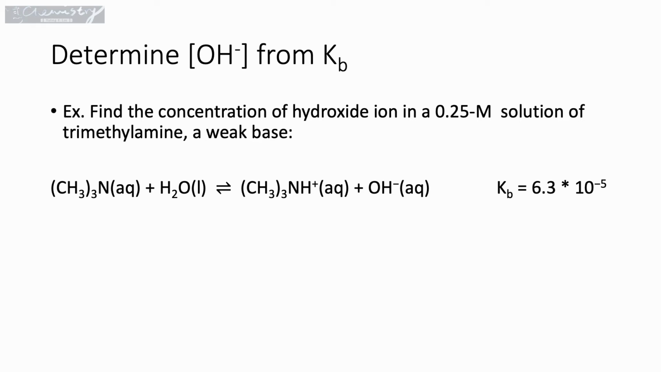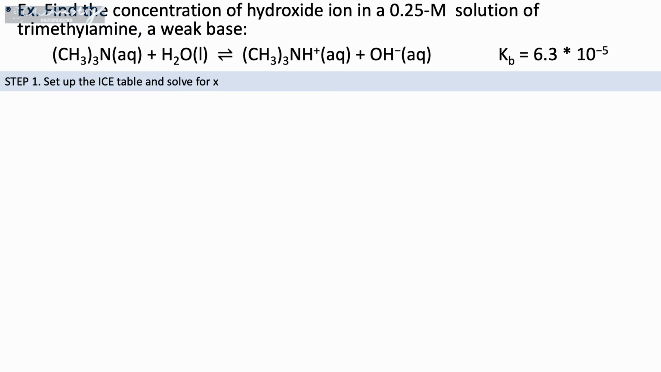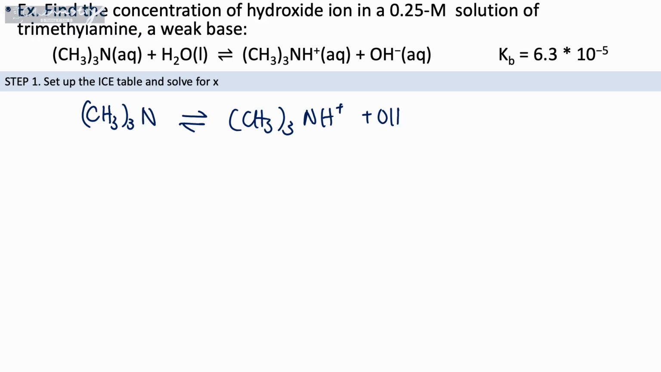The reaction is as follows. So in order to find the concentration of hydroxide ion, we are going to need to use the ICE table. So we are again going to start by setting up the ICE table, and we have the following information. CH3 and then OH minus. And the H2O is again omitted.